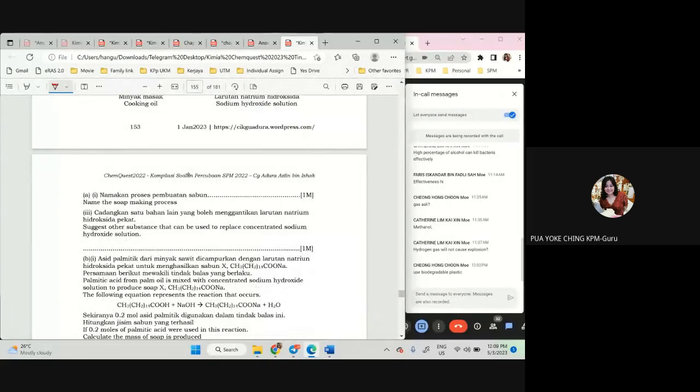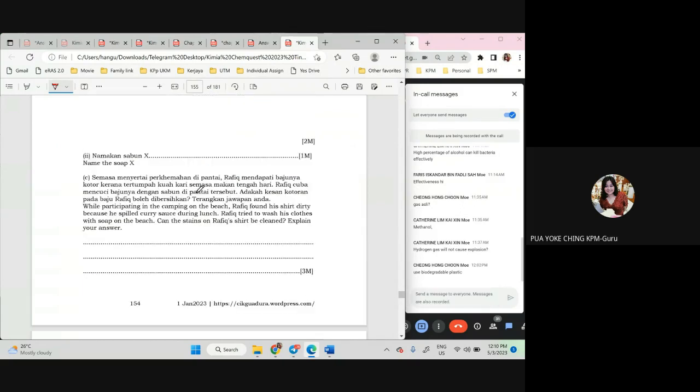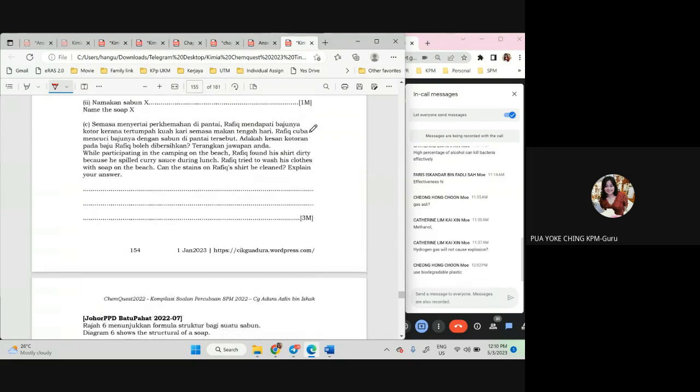This is how to get the sabun. So to process pembuat sabun, saponification, ini kena ingat. Okay, so bahan lain yang boleh ganti sodium hydroxide is KOH. Okay, so the rest, okay, ini yang cikgu kata tadi, so you boleh tengok.